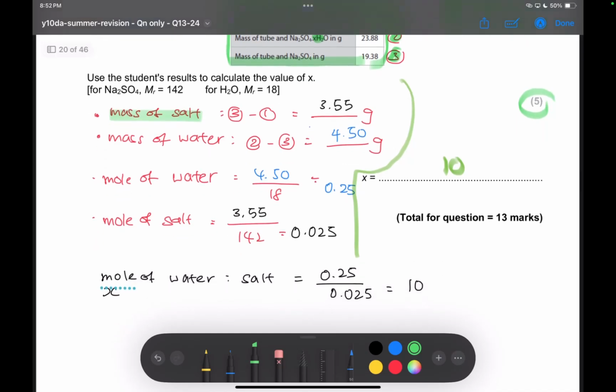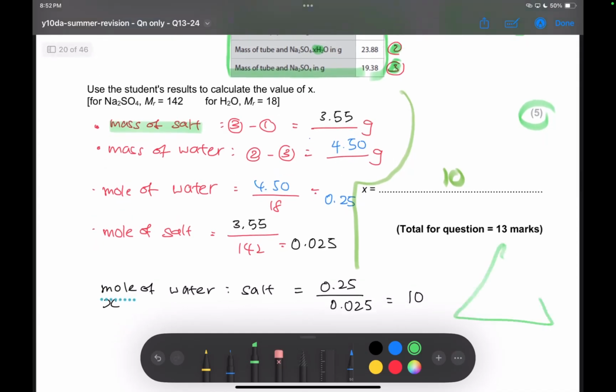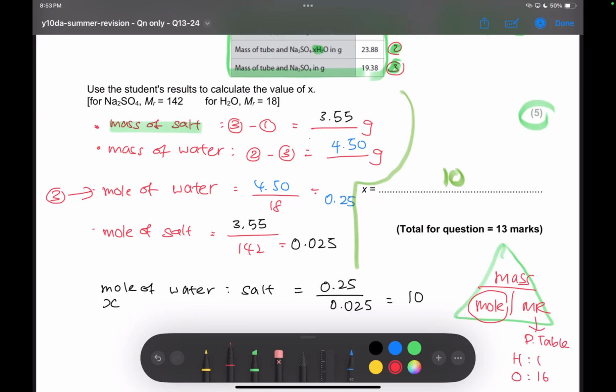That's 4.5 gram. So next you need to go back to your mole concept. Mass, mole, MR. The only way to compare between these two is using mole. So in order to find mole, our third step here is to find the mass of water over the MR of water. For MR, you can use the periodic table to guide you. Every hydrogen is 1, every oxygen is 16, but because water is H2O, it's 2 plus 16, so that's how I get my 18 here. They have also been kind. You see, they have given us the MR over here.